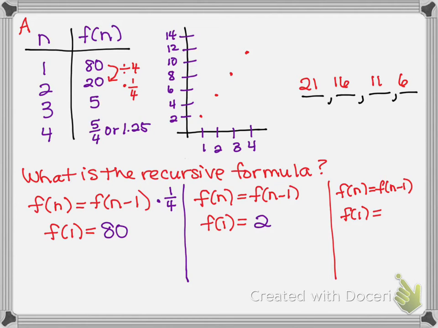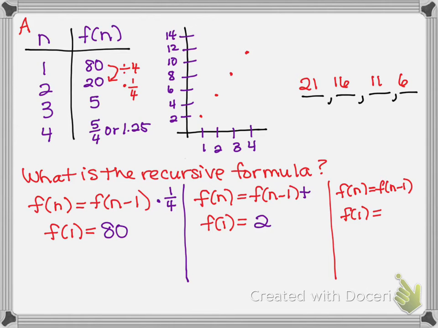So if I connected them, it would be linear. So that's going to give us a heads up that we're dealing with an arithmetic sequence, meaning that we're going to add or subtract a constant. Another thing that you might notice is that it's going in an upward direction, which means that we're most likely adding and not subtracting. So I'm going to be putting plus here.